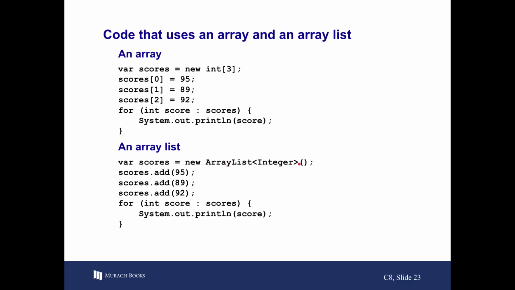Just like when we create a new Scanner, we have to put the parentheses and we say where we're scanning from, System.in in this case. In here we have to do the same thing. This is a constructor method inside this class. Because of that, you have to use the parentheses because you're calling a method. And then instead of assigning values using the square bracket nomenclature, we use a built-in method of the array list called add. scores.add. There's a corresponding .get. If we wanted to read scores at 0, we would say scores.get(0). And then of course we use the enhanced for loop, which works identically to the array.